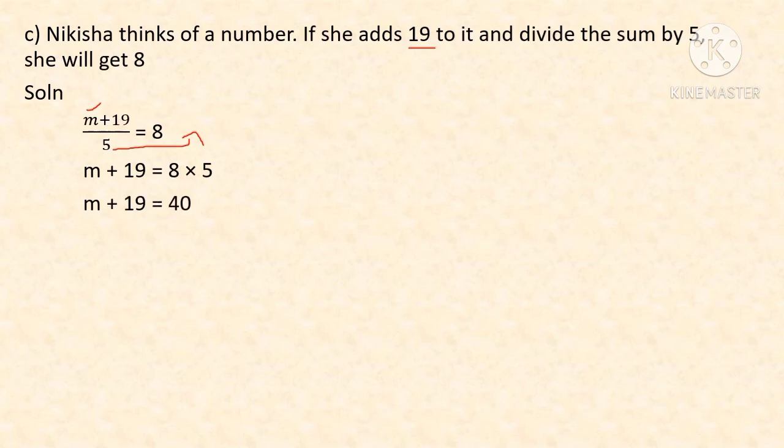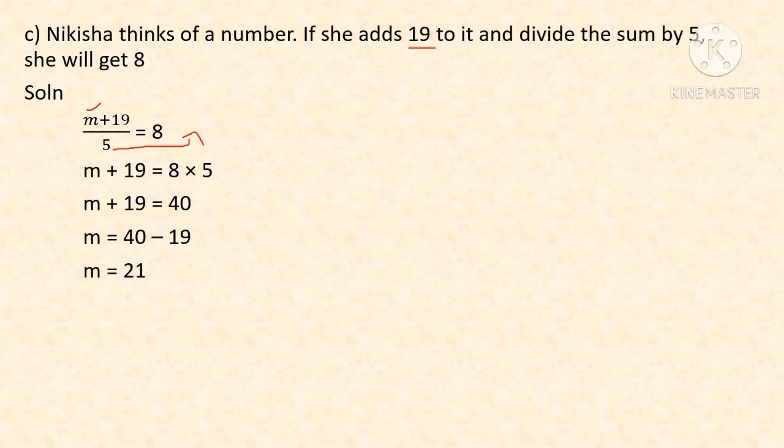Now bring this 19 to the right hand side, children. So plus 19 becomes minus 19. So 40 minus 19, you are getting the answer 21. So m is equal to 21. So you got the number.